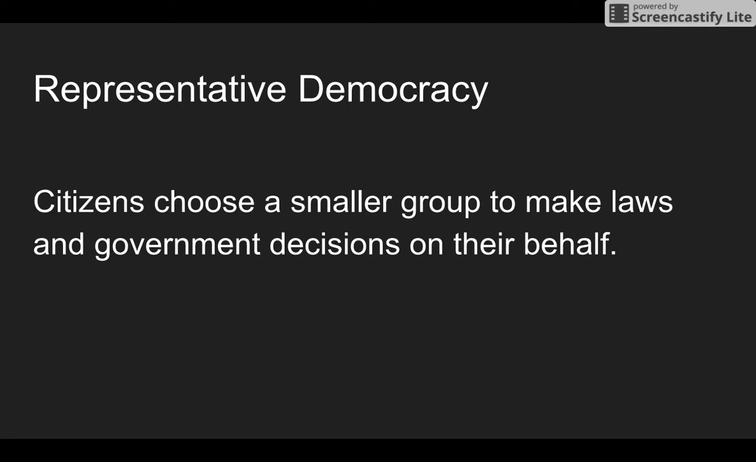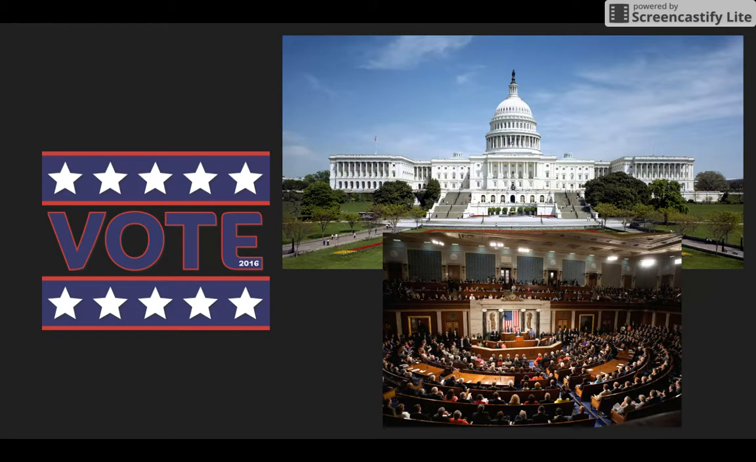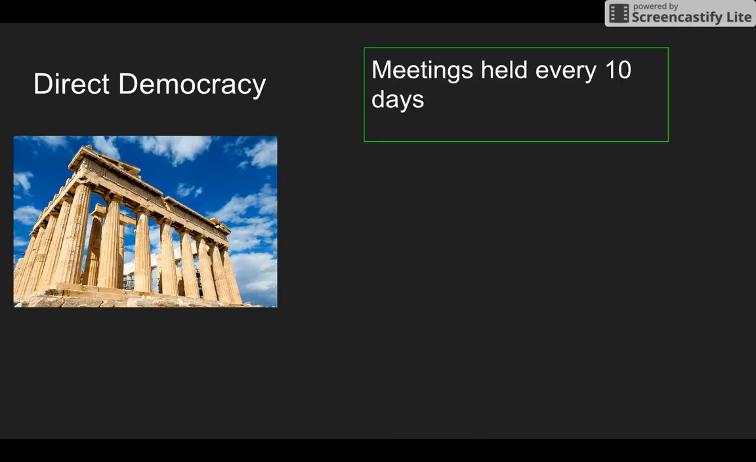Representative democracy, citizens choose a smaller group to make laws and government decisions on their behalf. So of course we have Congress, and we have not only governors, but we have senators and members of the House of Reps that US citizens vote for. And of course in our country, it could be any gender. As long as you're over the age of 18 and you're registered to vote, you may vote for people to represent your interests at the White House.